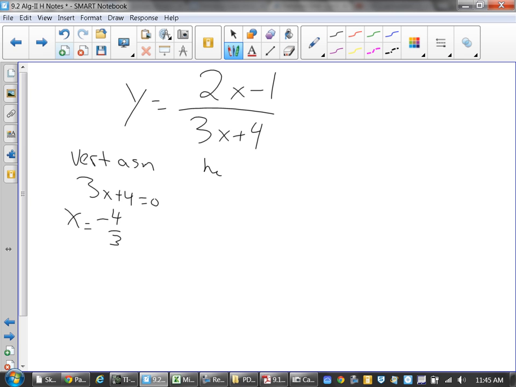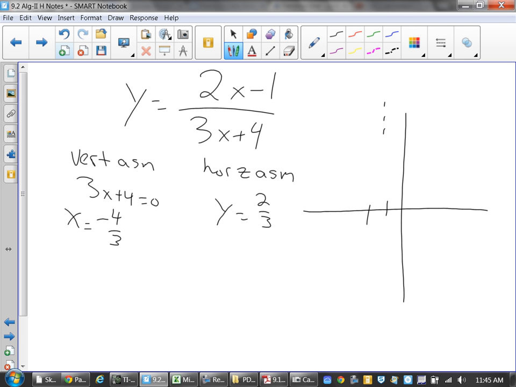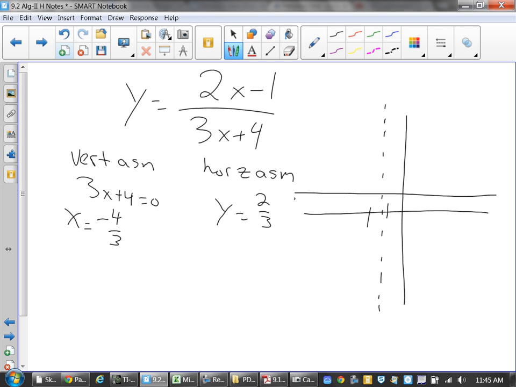Your horizontal asymptote then is 2/3. Very good. It's just pulling the coefficients. Sometimes those coefficients will be able to simplify, other times they won't. It's not a big deal. And then when you go to graph it, what you're looking at doing is just using your alpha y equals to create a fraction bar in your y equals form and get some points. X equals -4/3 is a little bit more than 1, and 2/3 is a little bit less than 1.